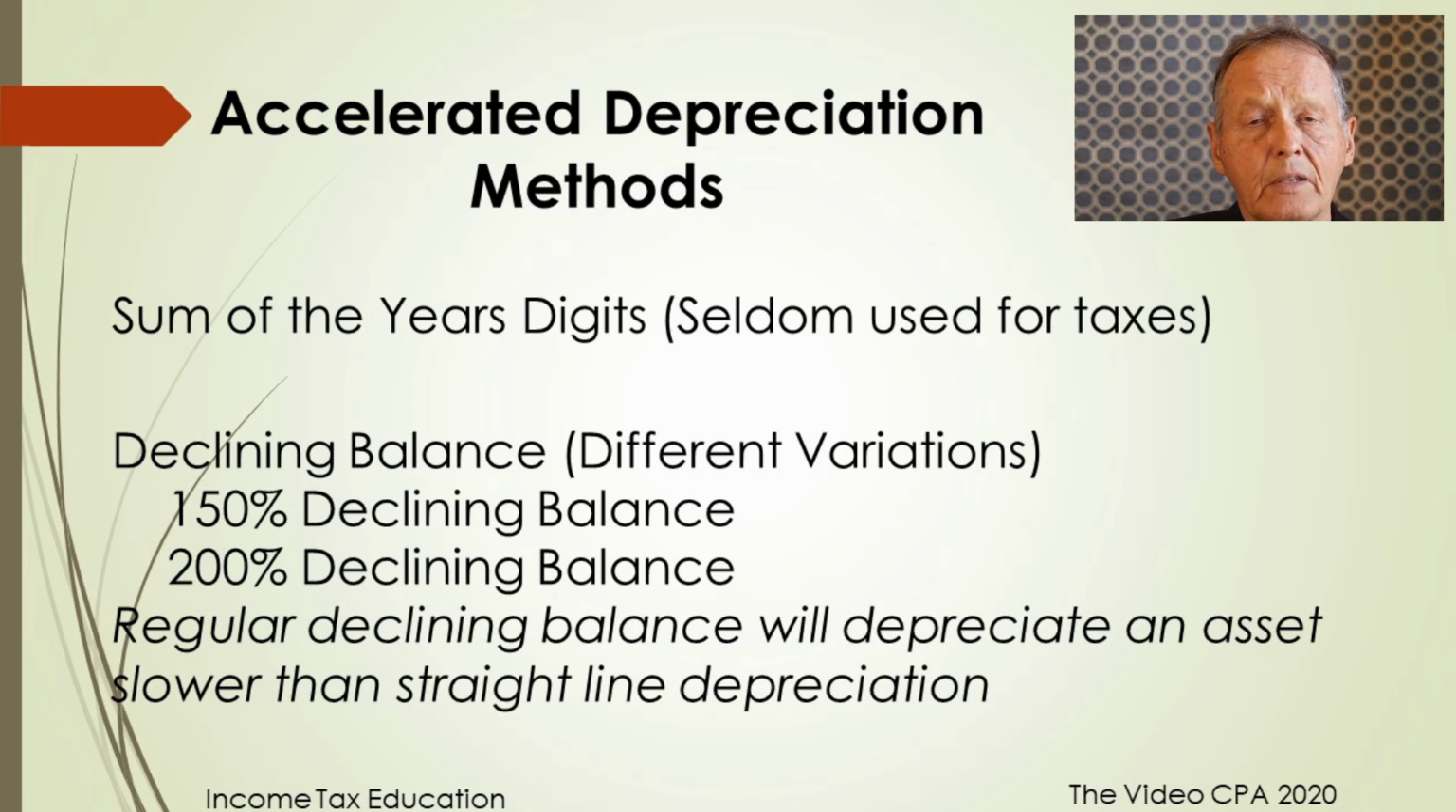Declining balance methods, if you use a declining balance without a factor, it's actually a slower depreciation method than straight line depreciation. But there are factors applied to it generally, and it could be 1.5 for 150% depreciation, and it could be 2 for 200% declining balance depreciation. You see both of those in taxes, 150% usually in farming and ranching, and 200% for everything else.